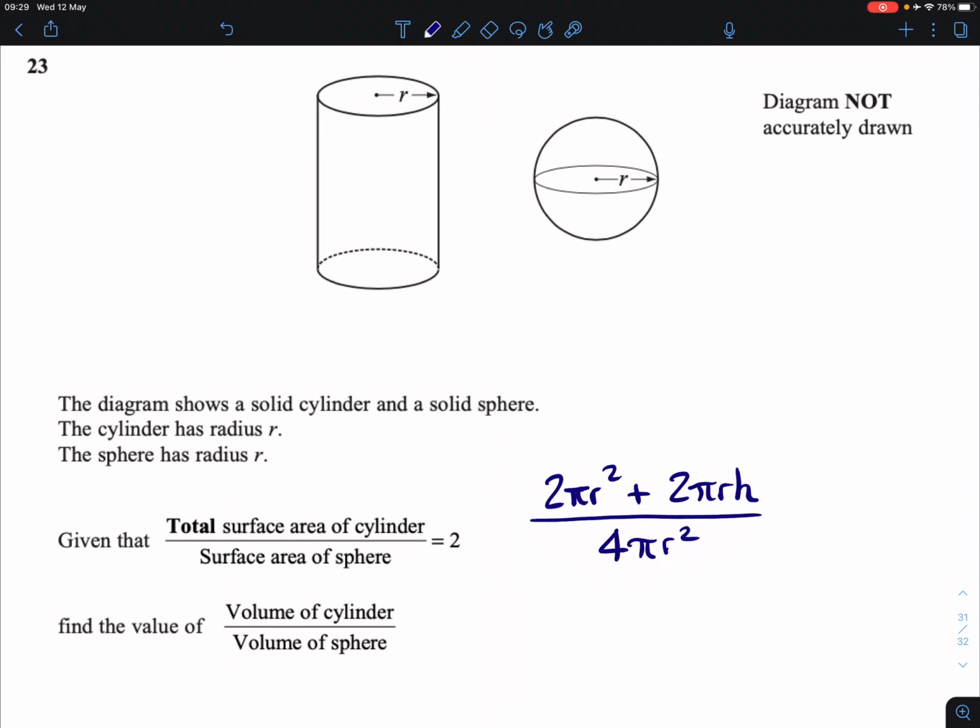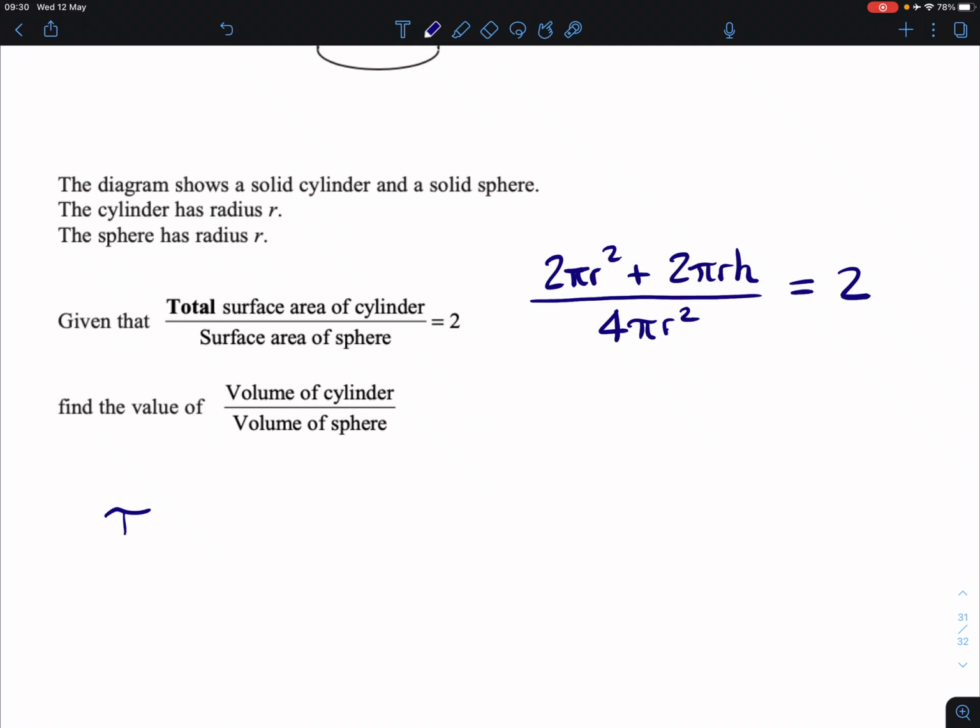Finding the value of volume of a cylinder. Volume of a cylinder is pi r squared h, and the volume of the sphere is 4/3 pi r cubed. So we do something with this that basically allows us to do something with that. Now it doesn't matter which order you do it in. Because they've given us this, I'm going to at least make this look nicer first.